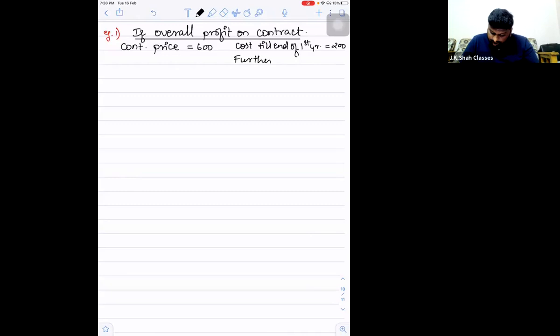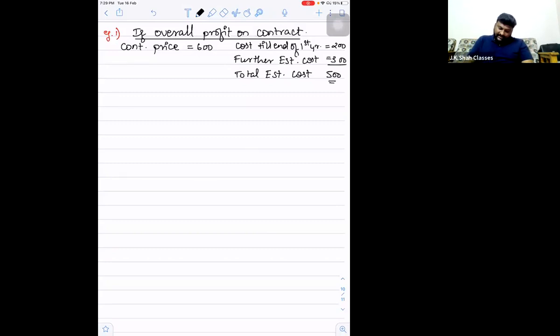Further estimated cost is 300. You have estimated that a further cost will be 300. So 500 is the total estimated cost. And please trust me, this 300 that you have estimated at the end of first year can change by the end of second year because it is an estimation. Estimates are bound to change depending upon the situations.